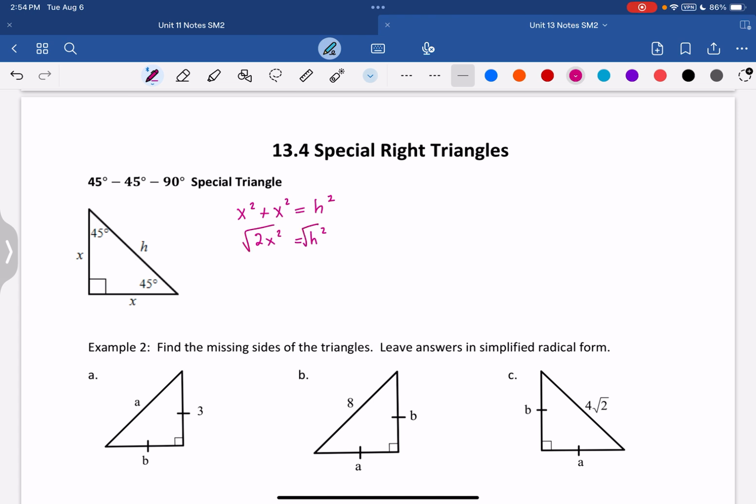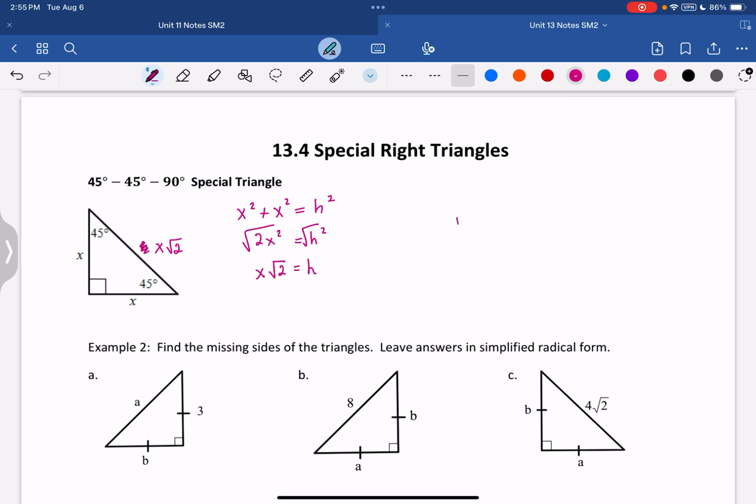We would square root both sides. Well, an x is going to come out, so that gives us x square roots of 2 equals h. Okay, so instead of calling that h, we could replace that with just x roots of 2. So if we know one of the side lengths on a 45, 45, 90, then we can know that hypotenuse is just that side length times the square root of 2.